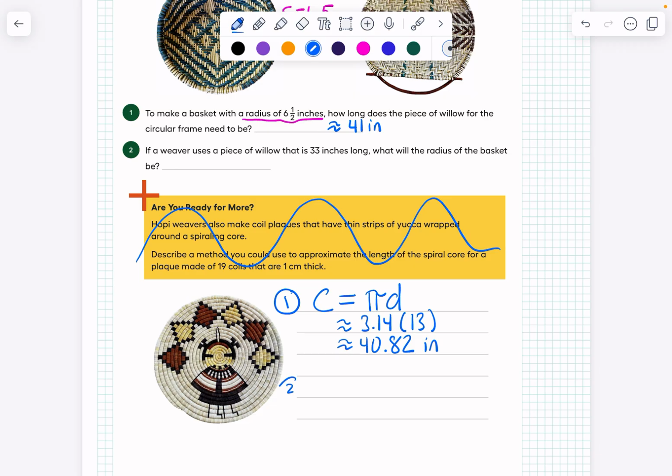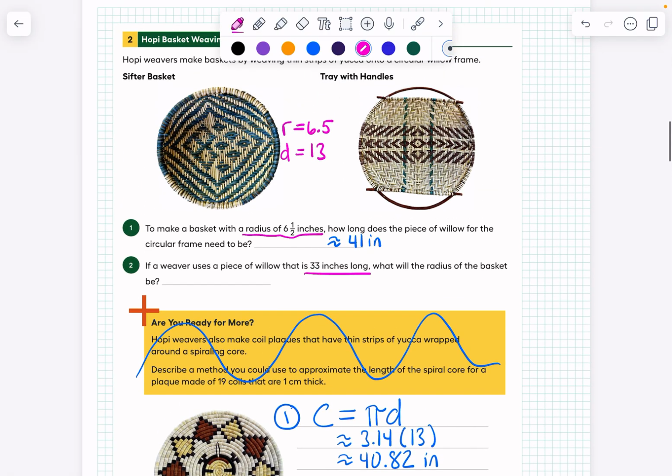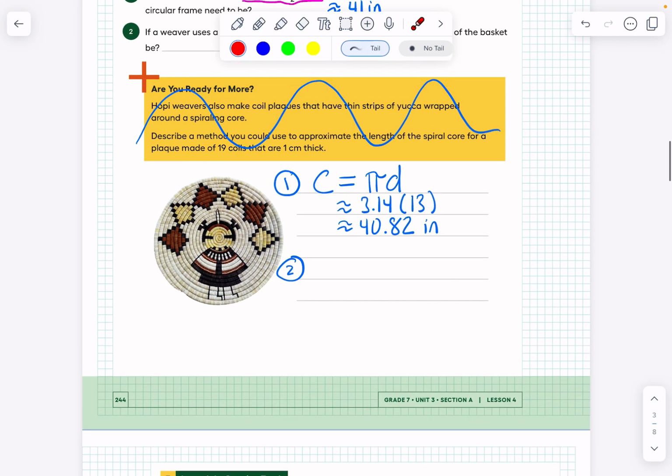Okay, number 2. It says if a weaver uses a piece of willow that is 33 inches long, what will the radius of the basket be? Okay, so let's understand this. They're saying that this is going to be 33 inches long, so that is the circumference of the circle.